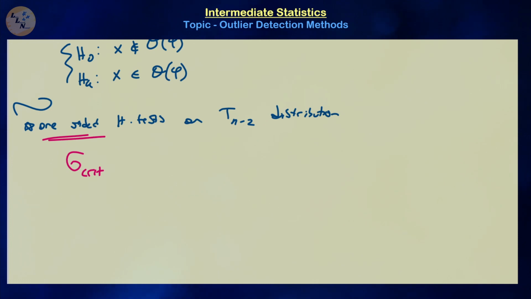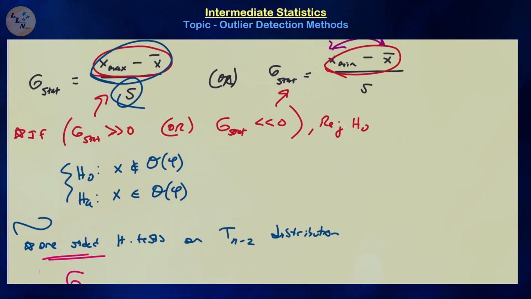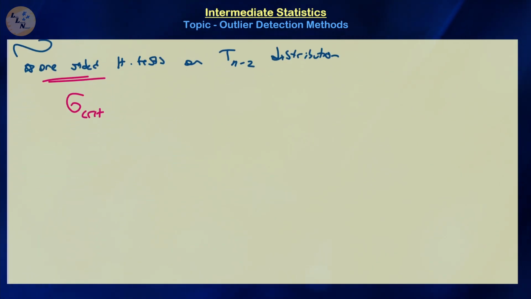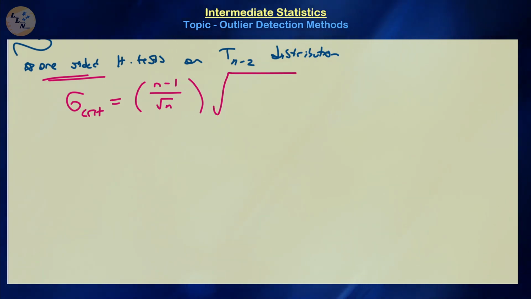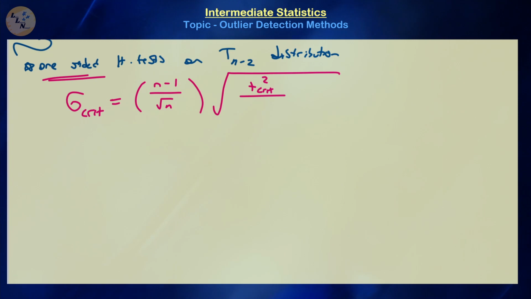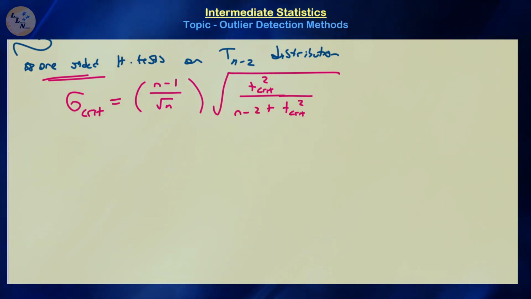Oh, and again, why is it a one-sided critical value? Because our maximum cannot be both above and below our x bar. It can only be on one side. So our g critical value, I'm not going to prove this, but this is going to be equal to n minus 1 divided by the square root of the sample size times the square root of t critical value squared divided by n minus 2 plus the t critical value squared.